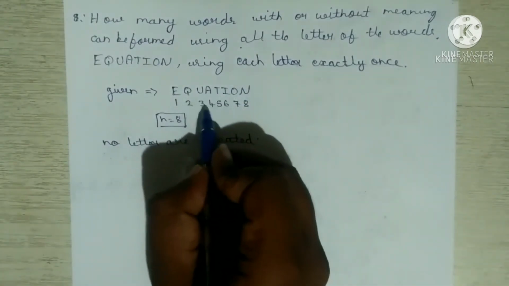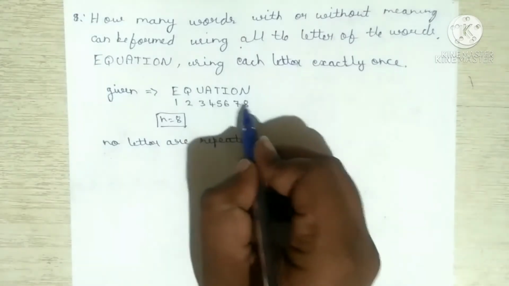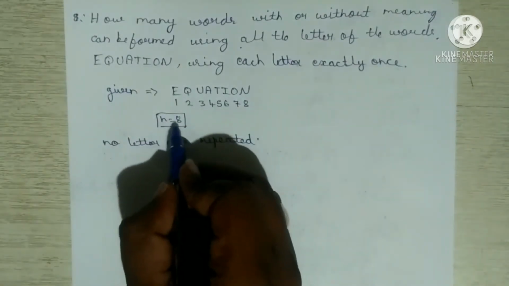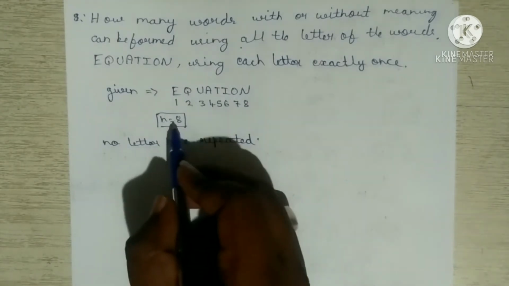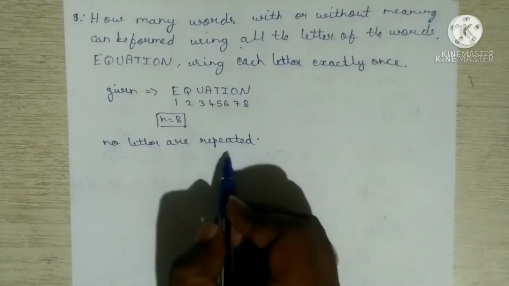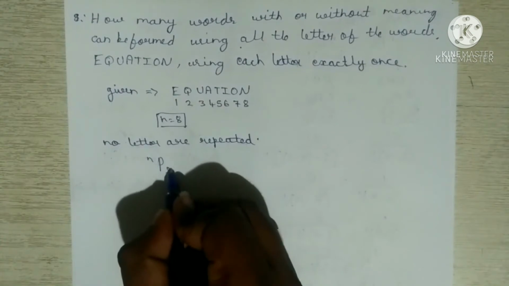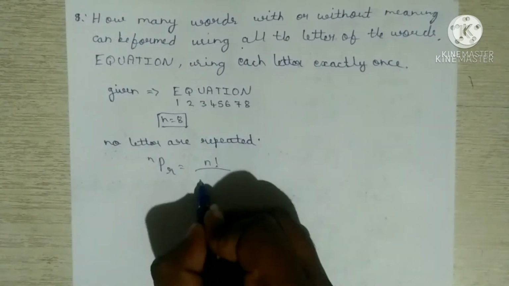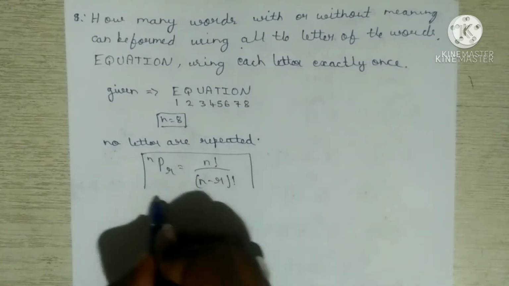EQUATION has 1 2 3 4 5 6 7 8 letters, so n is equal to 8, the total number of objects. No letter is repeated means you have to use the permutation formula. First, you write the permutation formula: nPr is equal to n factorial by n minus r factorial. Let this permutation formula be equation number 1.